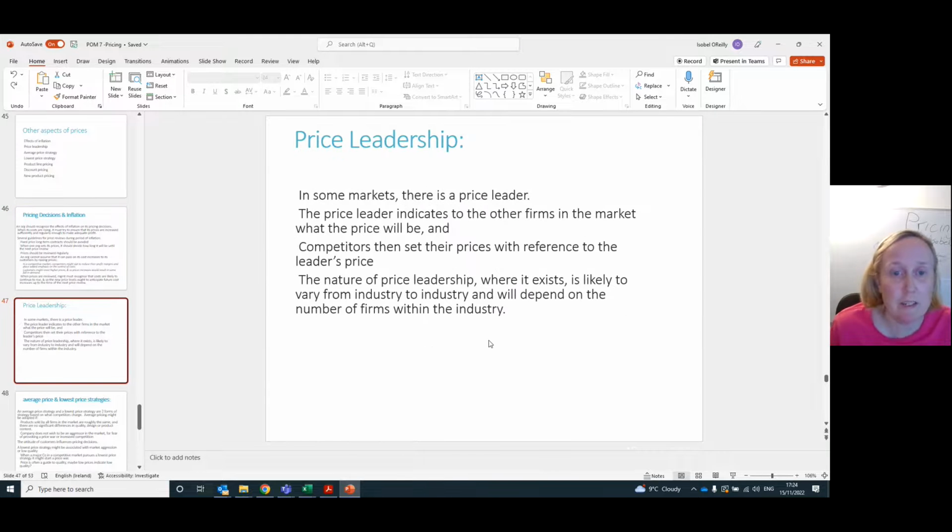Price leadership, as we said, we mentioned it already. In some markets, there's a price leader. We mentioned Apple as an example. The price leader indicates to other firms in the market what the price will be. That means they set their own prices. They don't care what everybody else charges. They set their price. They know their customers are loyal and will pay this amount. So competitors then look at that price, and then they set their prices with reference to that. The nature of price leadership, where it exists, is likely to vary from industry to industry and will depend on the number of firms within that industry.